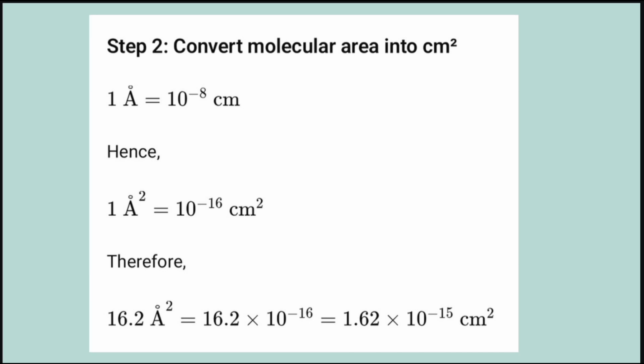Now we'll see step 2. Convert molecular area into cm². 1 Å is equal to 10^-8 cm. Hence 1 Å² is equal to 10^-16 cm². Therefore 16.2 Å² equals 16.2 × 10^-16, that is equal to 1.62 × 10^-15 cm².